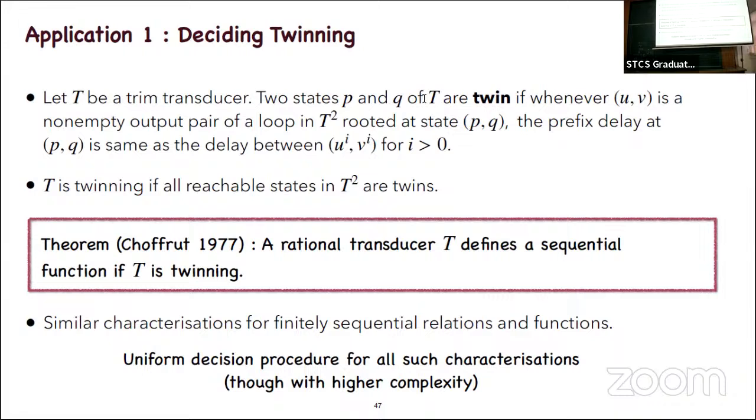So this is a very well-known problem: I give you a rational transducer. Can you determinize it? Is there an equivalent deterministic one? And Choffrut gave an answer in 1977. He said that a rational transducer defines a sequential function if and only if it satisfies the twinning property. Now what is twinning? Sequential function means that it can be computed by a deterministic automaton.